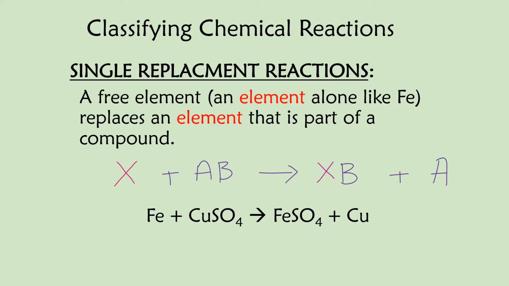And here's a chemistry example. We have a compound copper sulfate, CuSO4. So iron comes in and it replaces copper and makes iron sulfate, and then copper is just left alone.